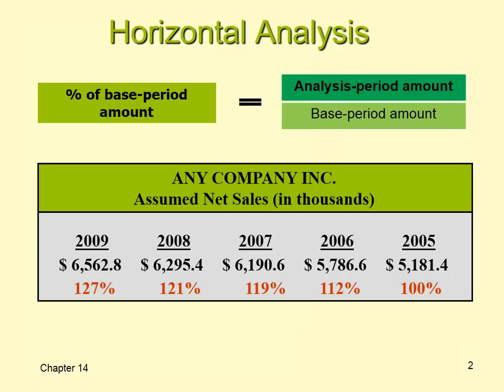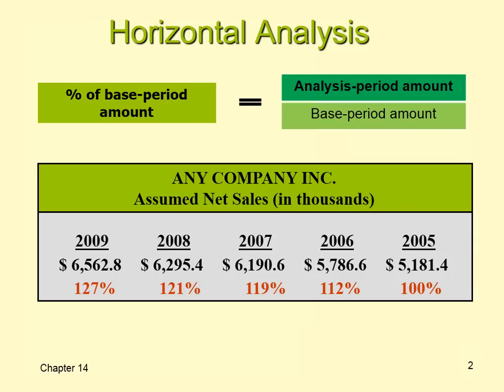The way that you do the actual calculation is you take your analysis period amount, which is just the dollar amount for whichever year you're currently looking at, and you divide that by the base period amount. When we talked about vertical analysis in the other video, we said the first step is always to set your base, and that still holds true. In a horizontal analysis, when we're comparing multiple years, step one is always to set your base.